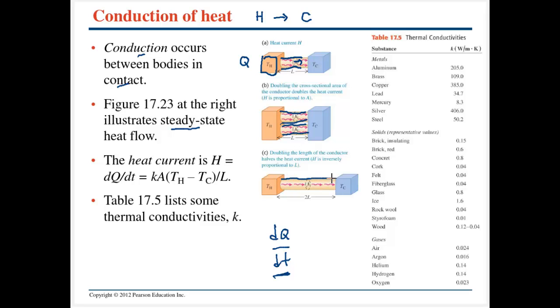Similarly, if I take the hose and make it a longer hose, I'm going to decrease how fast the heat flows from one side to the other because it has to travel a longer distance.